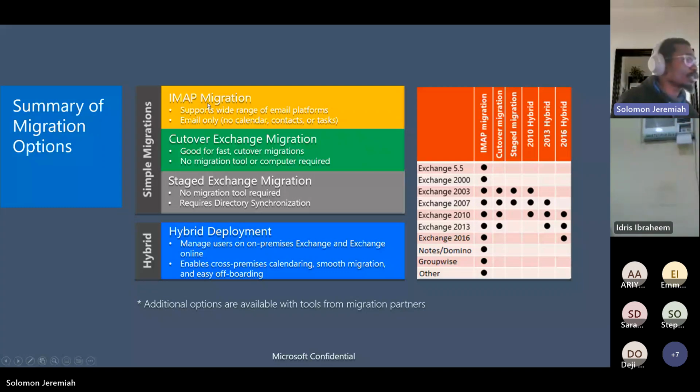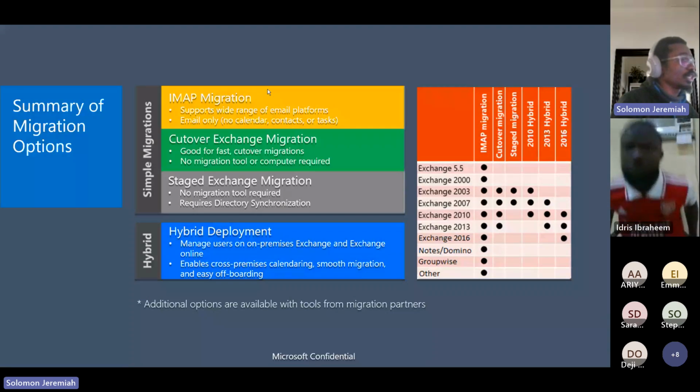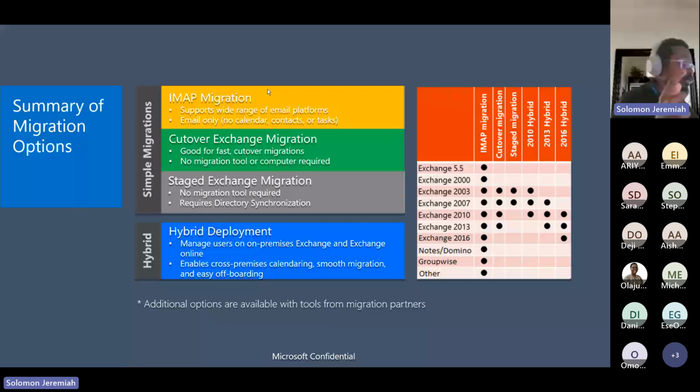For this IMAP migration, you will see the outline under it says that it supports a wide range of email platforms. So when we are talking about it supporting a wide range of email platforms, you would notice that Gmail supports IMAP, so you can actually migrate your Gmail. Outlook, that's the normal Outlook email, supports IMAP. You can actually use IMAP migration for this. And for Gmail, if you want to migrate your single Gmail account, it's because I don't have a test Gmail account. If not, I would have probably used Gmail for this.